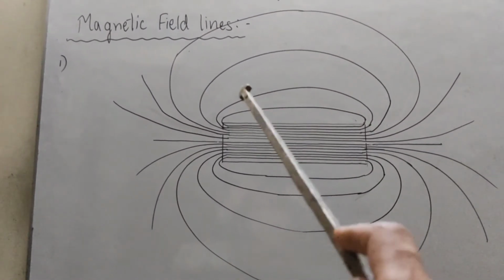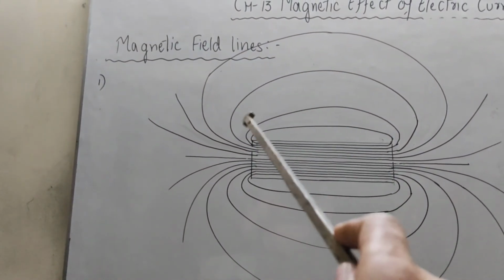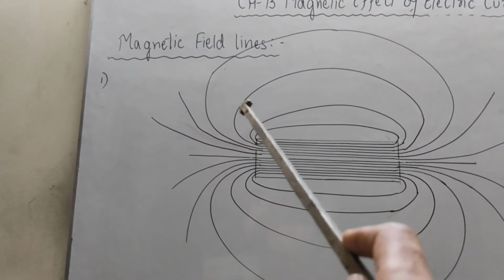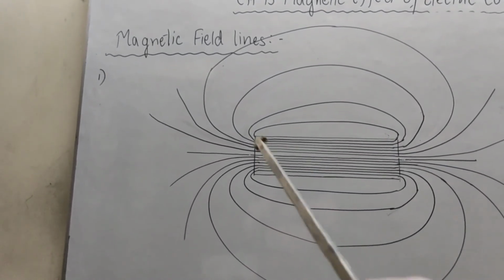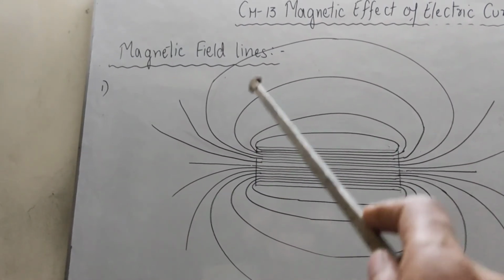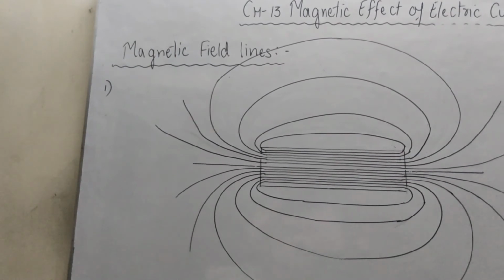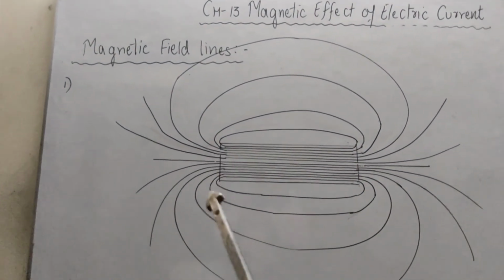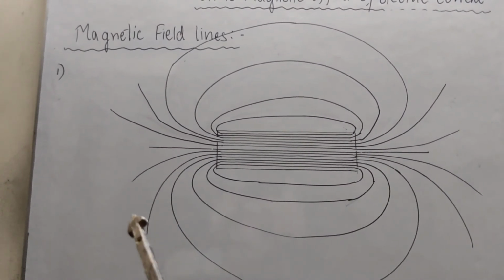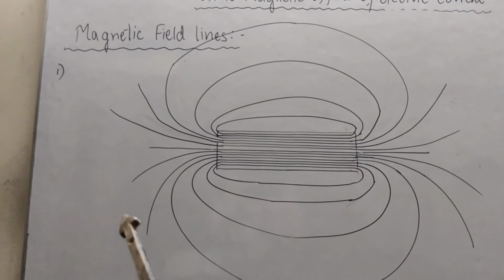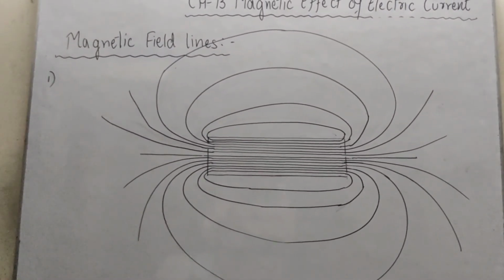Now, if I consider this to be the North Pole, when I place a magnetic compass on this side, we know that the North Pole will be repelled. So if there is a North Pole at this end, then the compass North Pole would repel from here. It means it will point in this direction. Actually, magnetic field lines represent the magnetic field, and magnetic field is a vector quantity. It has magnitude as well as direction.